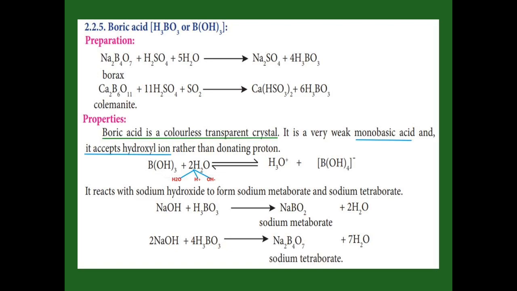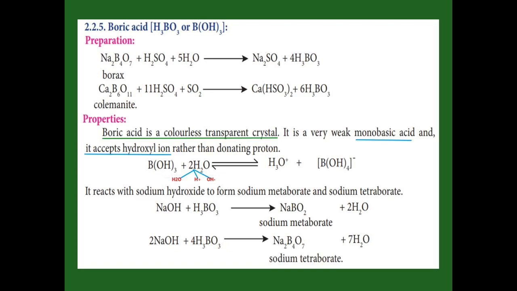Even though it is an acid, what is an acid? Acid means it gives H plus ion, that is a proton, but here the boric acid accepts a hydroxyl ion rather than donating that proton, so it acts as a weak monobasic acid. We will see the nature of the monobasic acid from this reaction.